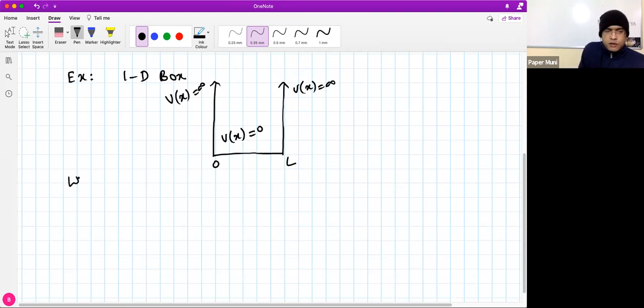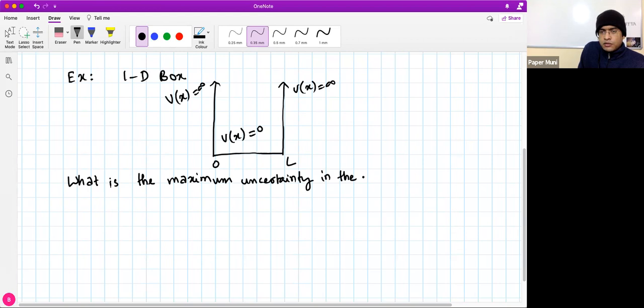Now the question is, what is the maximum uncertainty in the position of the particle? So this is the question.